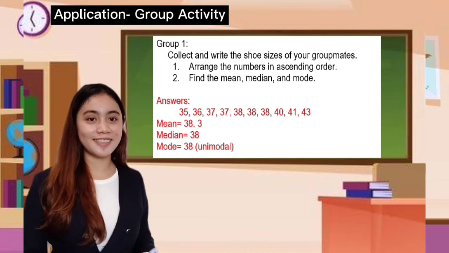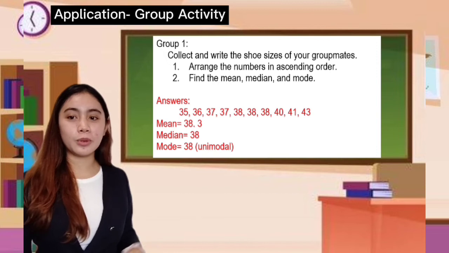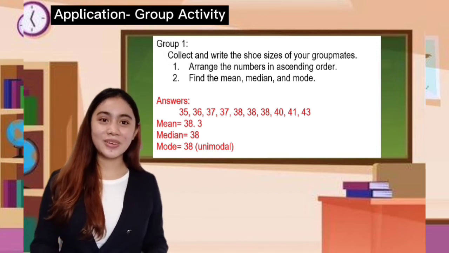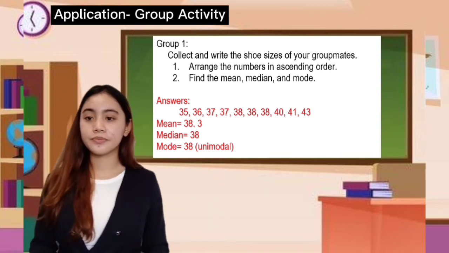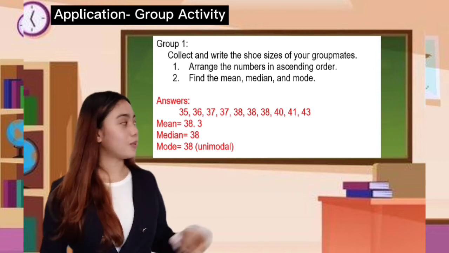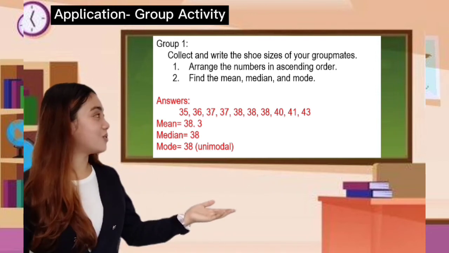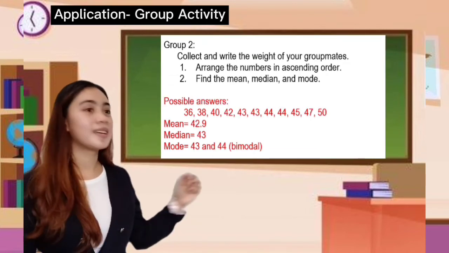So what is the mean? Okay, the mean is 38.3. What is the median? Okay, very good. The median is 38 as well. And for the mode, we have 38, and it is unimodal. Very good, group 1. Let's proceed to group 2.